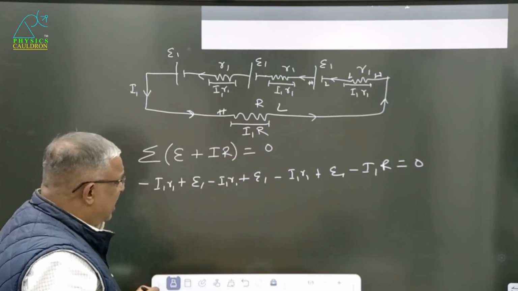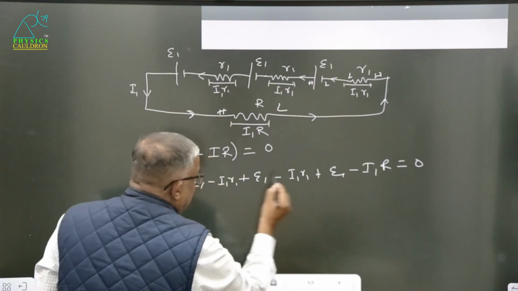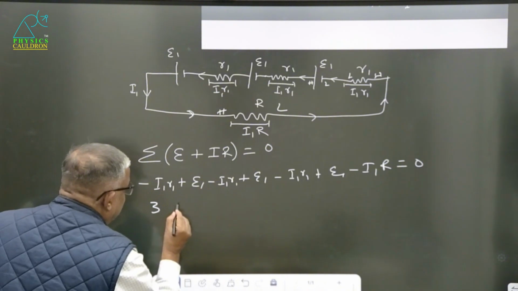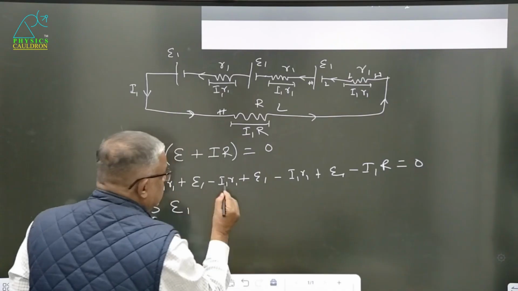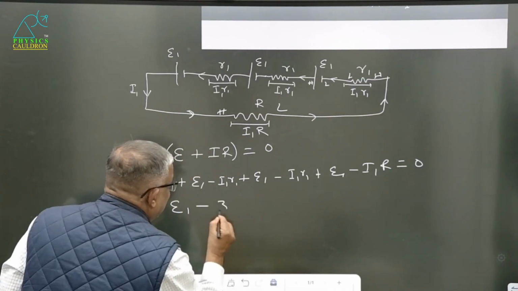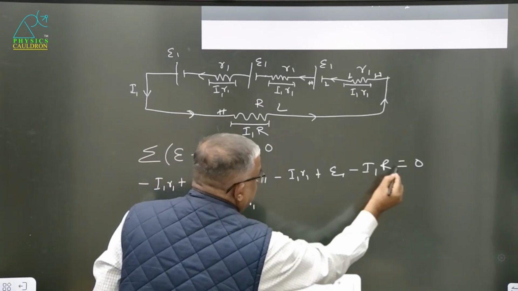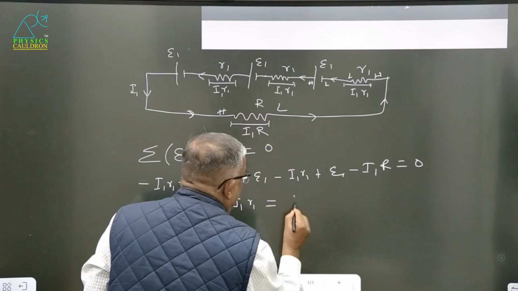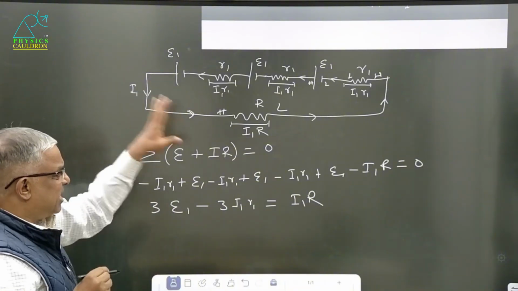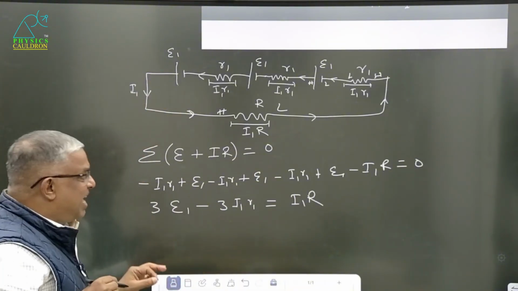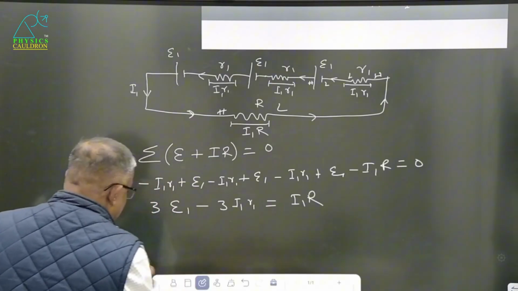Now just see what we can add. E1, E1 and E1, so that makes 3 E1. Then 1, 2, 3, so that makes 3 times I1 R1. And then it is I1 into R. Now remember, this entire circuit can be seen as a single cell, a single cell which I can represent like this.